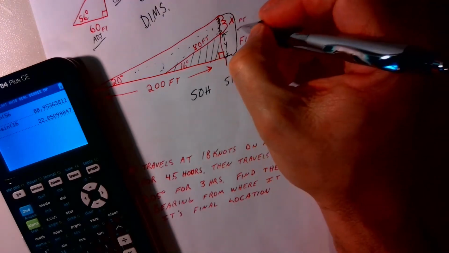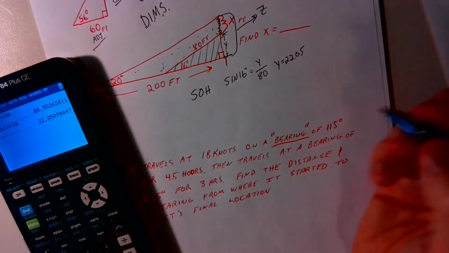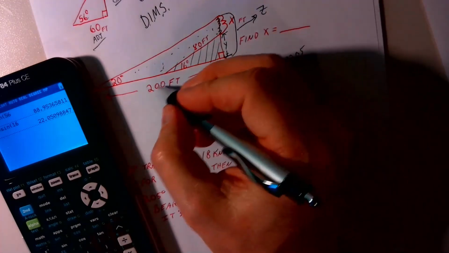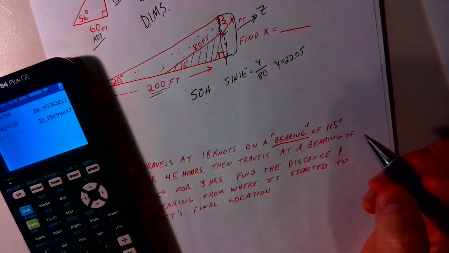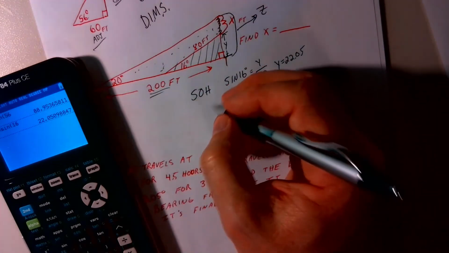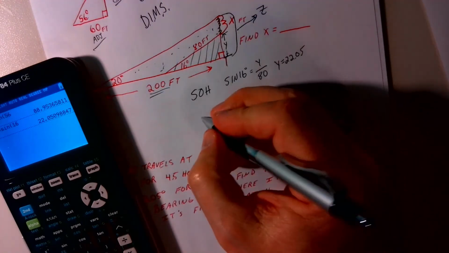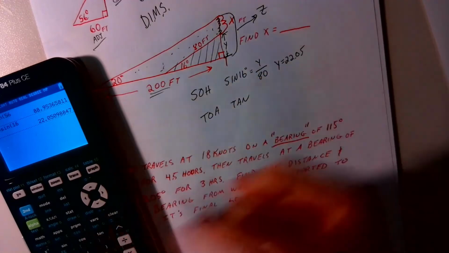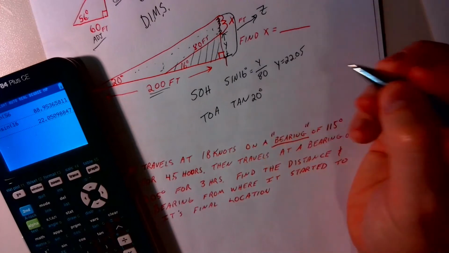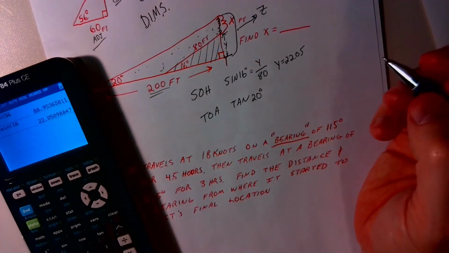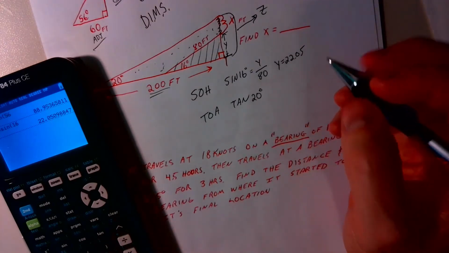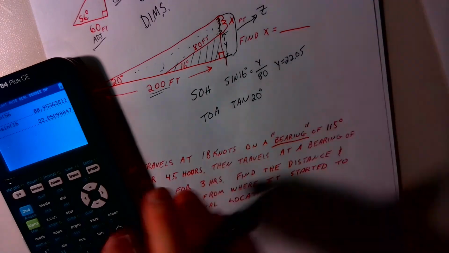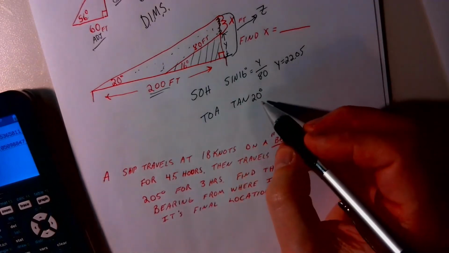Now I'm going to do the same thing with this whole length. We're going to call this whole length, let's call it z. And I know that z is the opposite, and this time I have the adjacent 200 feet right here. So opposite and adjacent, that's tangent, TOA. So tan of 20 degrees is equal to, in this case, I probably should have switched this up. Maybe I didn't copy this out of the thing right.